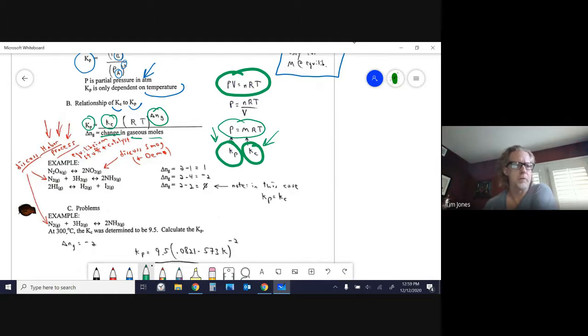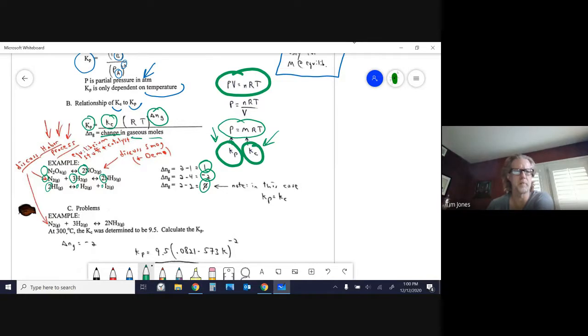So what you do is you look at how many moles of gas are in the product and how many moles of gas are in the reactant. In this first example, there are 2 in the product, 1 in the reactant. So 2 minus 1 is 1. In the second, the Haber reaction, we've got 2 in the product, and then we have a 3 plus 1 in the reactant. So 2 minus 4 is negative 2. And in the last case, it's equal. 2 in the product here, and 2 in the reactant. So in this case, it's a 0.